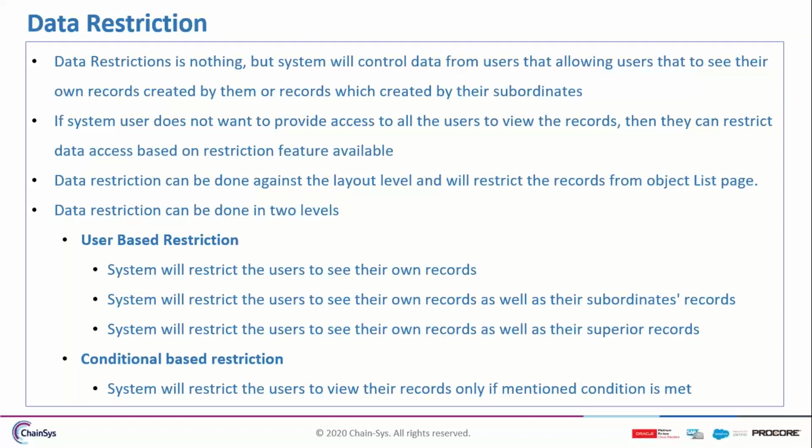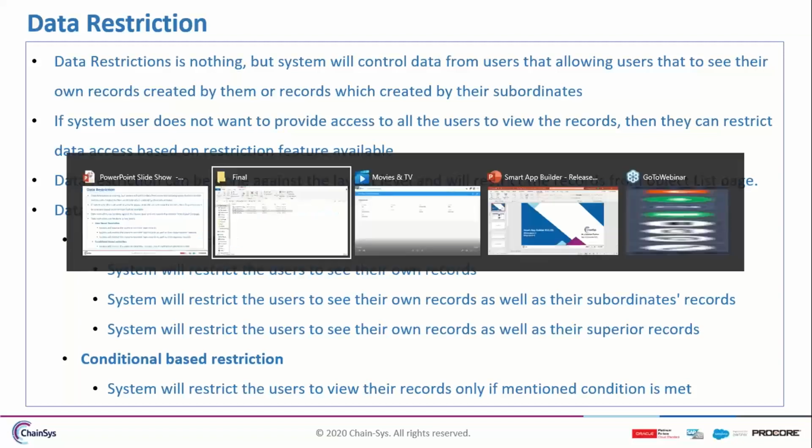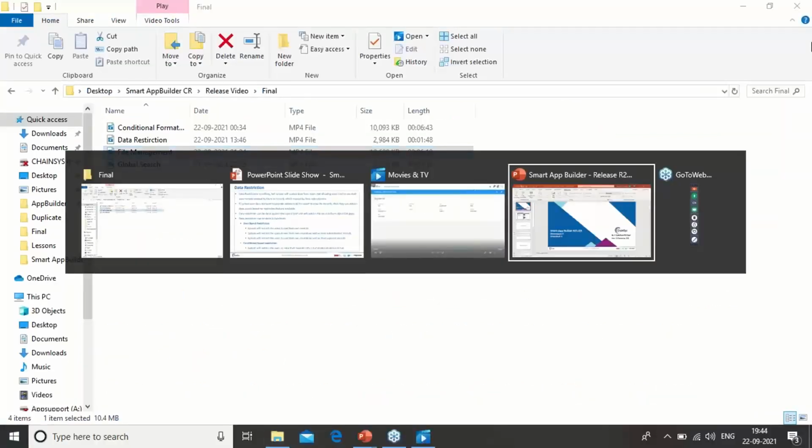Data restriction can be done at 2 levels, that is user-based restriction and conditional-based restriction. User-based restriction contains 3 options. The system will restrict the users to see their own records. The system will restrict the users to see their own records as well as subordinates. The third one is the system will restrict the users to see their own records as well as their superior records. Next one is conditional-based restriction. That is, the system will restrict the users to view records only if the mentioned condition is met. So we'll go to the configuration page.